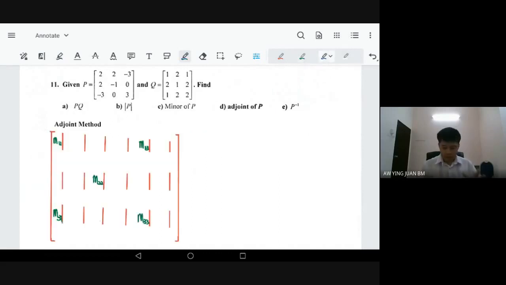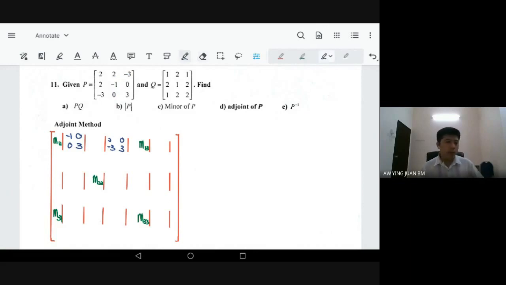So here we have the frame for the minor. Kindly take note, we have to prepare the frame. Next, focus on P. Here, M11 means that we have to close or eliminate row 1 and column 1. So we have negative 1, 0, 0, 3. Next, proceed with 1, 2. Eliminate row 1 and column 2. So we have 2, negative 3, 0, and 3.